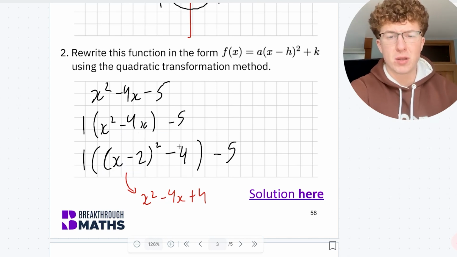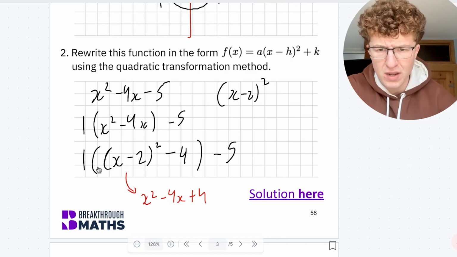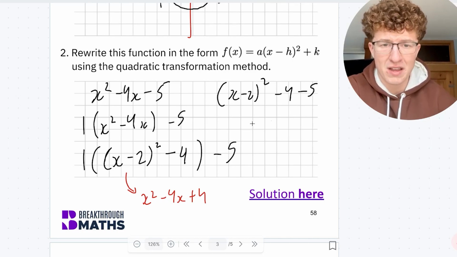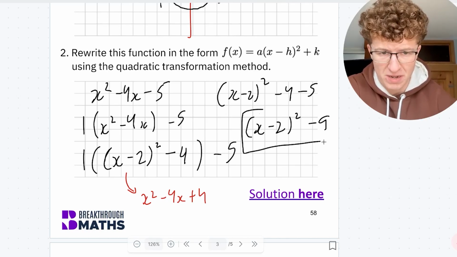So now, if we multiply out that minus 4, we're going to have x minus 2 squared. 1 times minus 4 is just going to be minus 4, then minus 5, like we originally had. So our final answer will be x minus 2 squared minus 9. I'll draw a box around it.